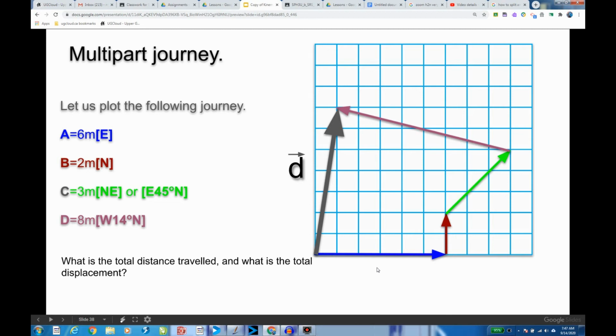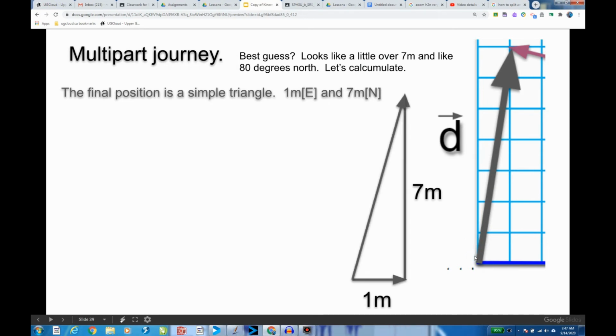How do we calculate our total displacement and our total distance? Distance is easy. Add them up. You're done. Displacement, slightly trickier. Let's zoom in on it. It's a simple triangle with base 1 and height 7.